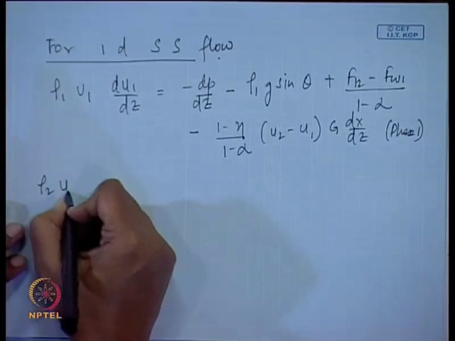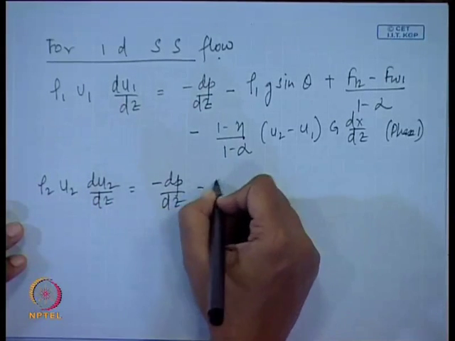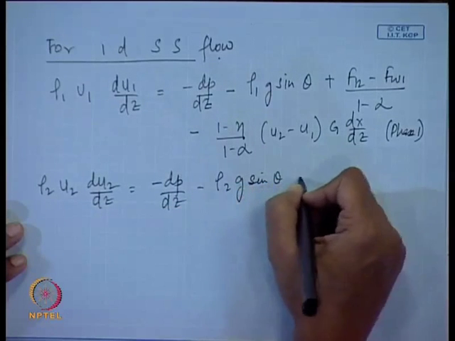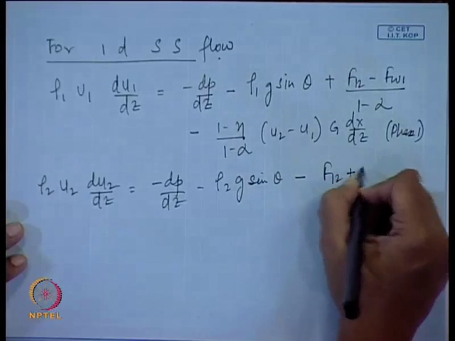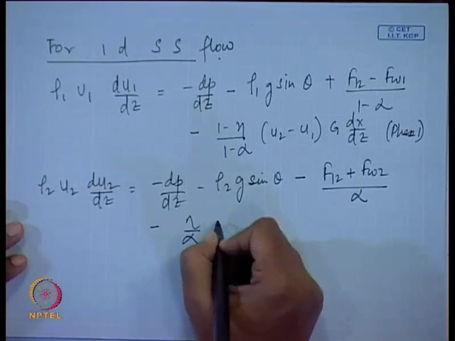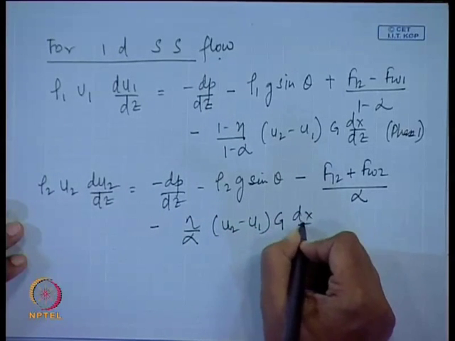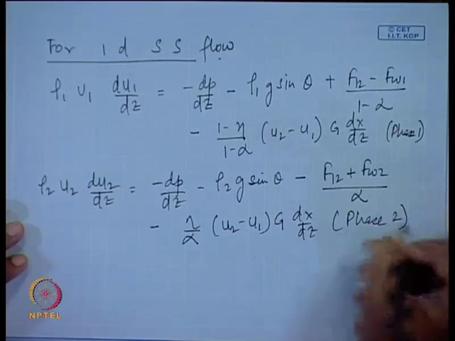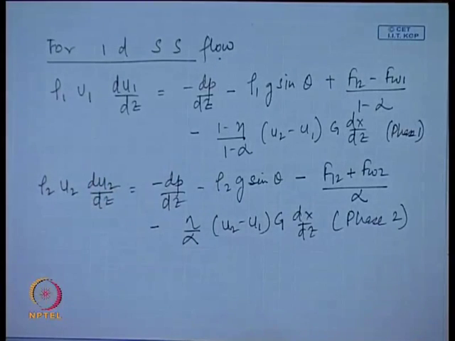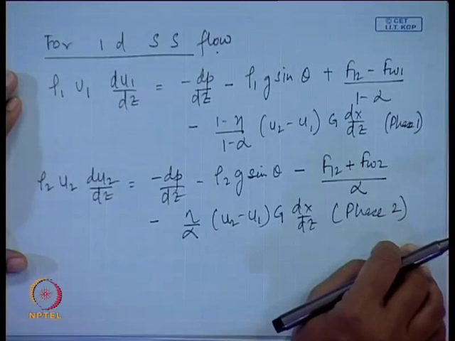Similarly, for phase 2 again we have rho 2 u 2 du 2 dz. This is the same thing; the subscript 1 will be substituted by subscript 2, and we have to take into account the directions in which the forces are acting in each of the phases, with U2 minus U1 G dx dz. This is for phase 2. So, these were the two equations which we had already derived in the last class, by considering the momentum balance equation for phase 1 and for phase 2.